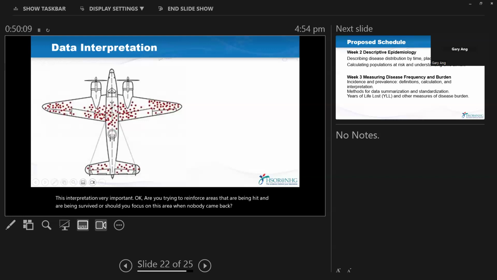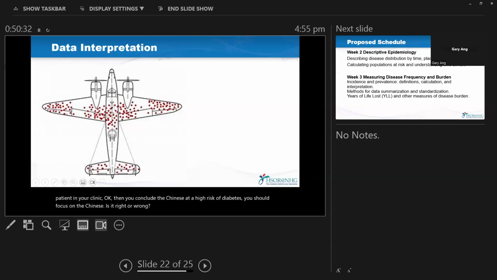This is very important because of the disease context. Give a simple example. Let's say your diabetes clinic sees a lot of Chinese patients. Then you conclude the Chinese are at high risk of diabetes, and you should focus on the Chinese. Is it right or wrong?